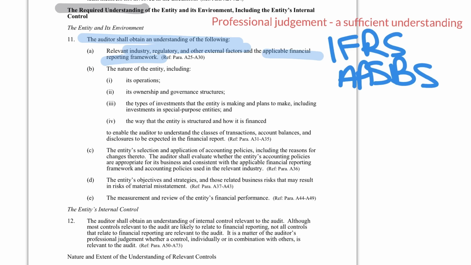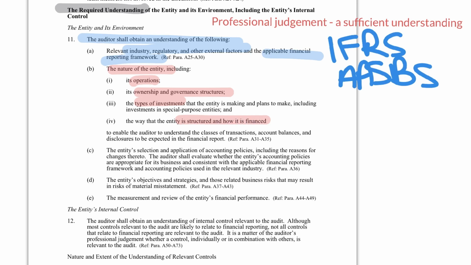We also need to know about the nature of the entity. That is, what does the entity do? How do they operate? Who owns them? And what's their corporate governance structure like? Who's on the board? Who's on the audit committee? How do we vote people onto the board? Where do they spend their money? What type of investments do they put their funds into? And how is the entity structured and financed?